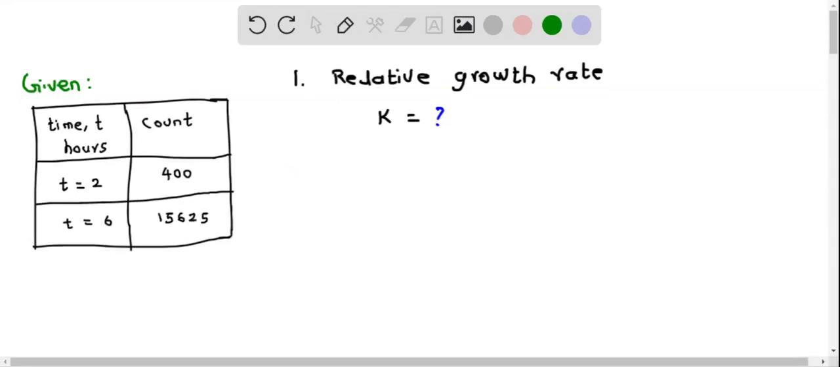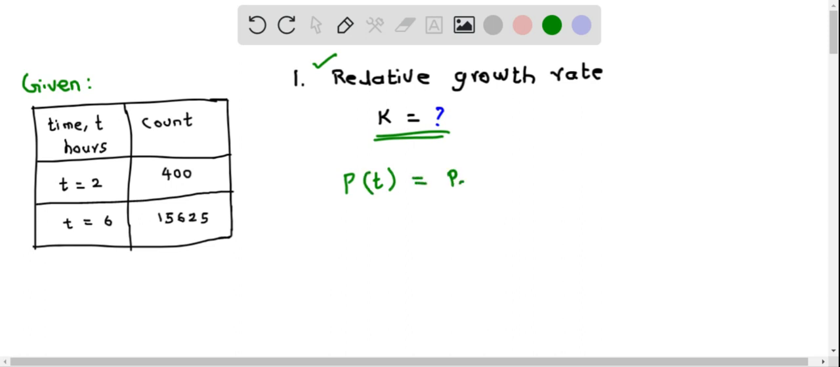In question 1, we have to determine the relative growth rate. That is, we have to determine the value of k. So for this, I'm going to use the generic population model, which is represented as P of t.